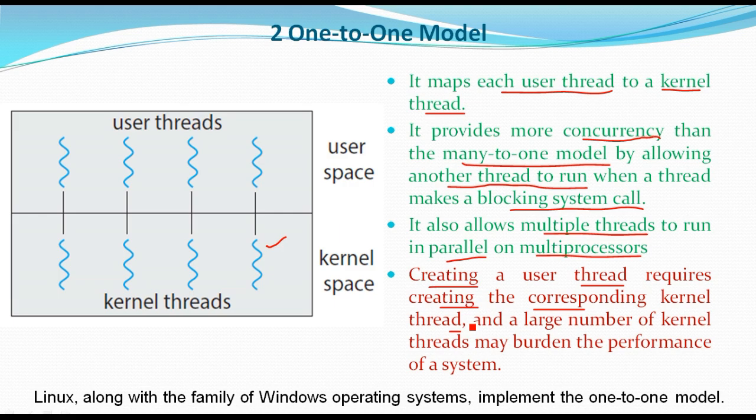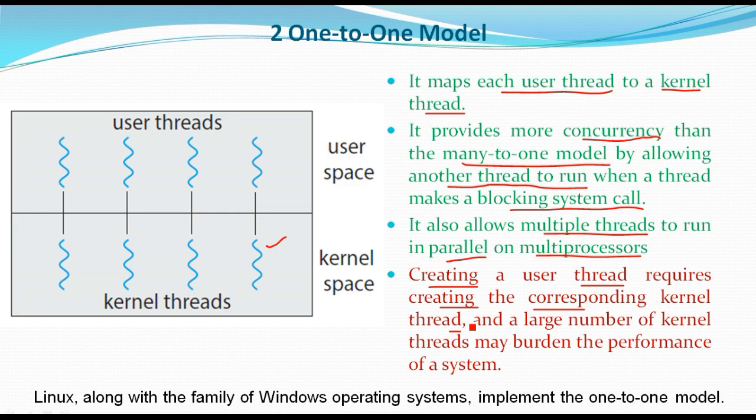See what happens when a large number of kernel threads are created: we can degrade the performance of the system. So it is a burden to the system and the performance may get degraded. Linux, along with the family of Windows operating systems, implements this one-to-one model. So it has some advantages, and also there is a performance burden on the system if we create many kernel threads.